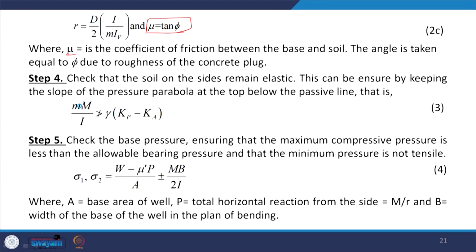So, once you know this equation 3, this is another check. Equations 2a and 2b will be one check, equation 3 will be another check, but still the checks are not completed.